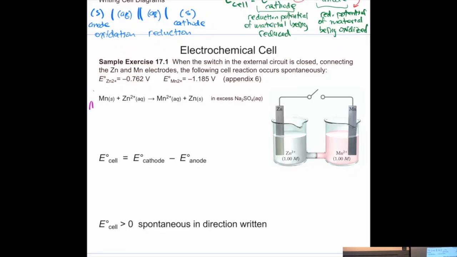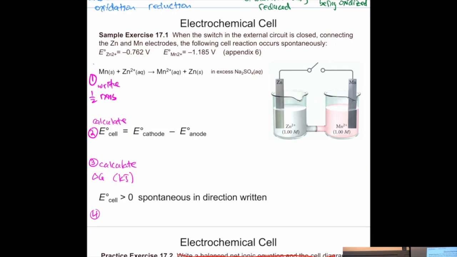In step 1, I want you to write the half reactions. In step 2, I want you to calculate what E naught of the cell is. And then in step 3, I want you to calculate what the delta G will be, in kilojoules. And then in step 4, I want you to go ahead and write this cell as a shorthand.